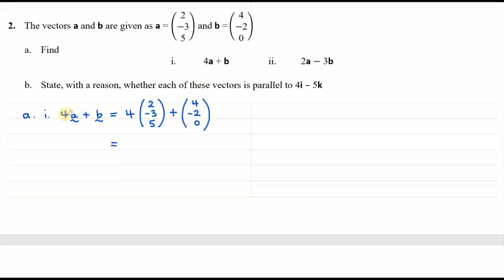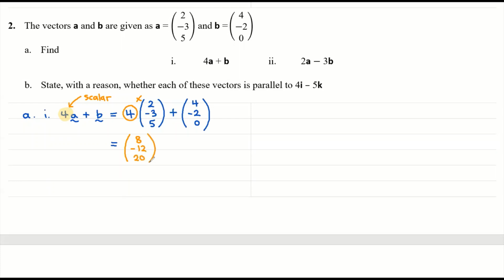Now, you'll remember from year 1, if you're multiplying a vector by a scalar, which is what we have here, so this is what we call a scalar, you simply just multiply all the components by that scalar. Okay, so just make a note of that. It's a coefficient, essentially, of your vector. So we just have to take the 4 right here and multiply it by all the different values inside that column vector. So it's simply going to be 4 times 2, which is 8, 4 times -3, which is -12, and 4 times 5, which is 20.